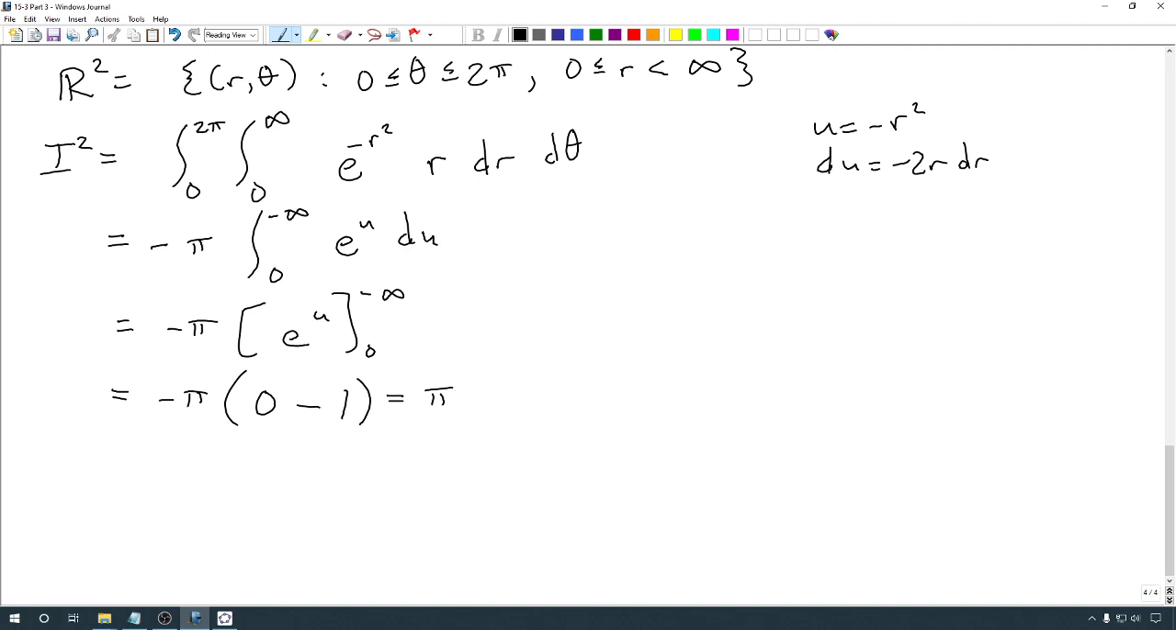A very nice, simple result. And what does that mean? Well, that is I squared. But remember, I is the integral from minus infinity to infinity of e to the minus x squared dx. So this integral is the square root of I squared, or it's the square root of pi, which you probably wouldn't expect. Why did something that just involved the exponential function end up being entirely expressed in terms of pi?